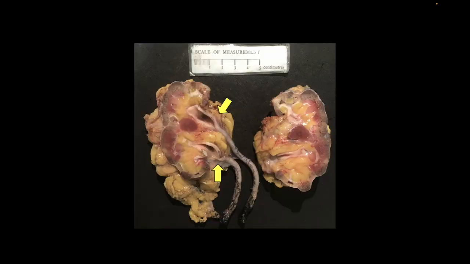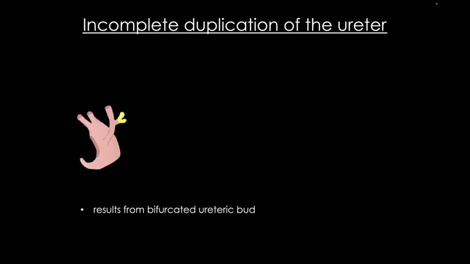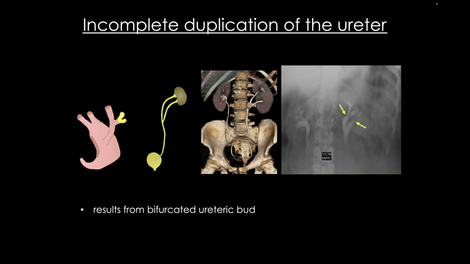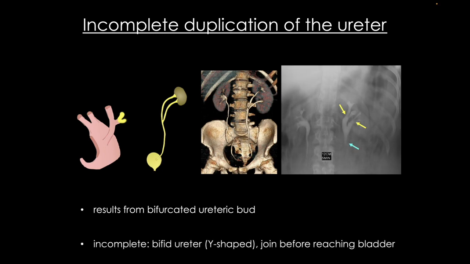Now here's what it looks like in a gross specimen. Now, we can also have incomplete duplication of the ureter, and that really results from a bifurcated ureteric bud. In this case, you still have two entrances in the kidney of the ureter, but then you essentially get a Y shape. So the ureters join before they reach the bladder. So by the time they reach the bladder, there's only one entrance to the bladder.